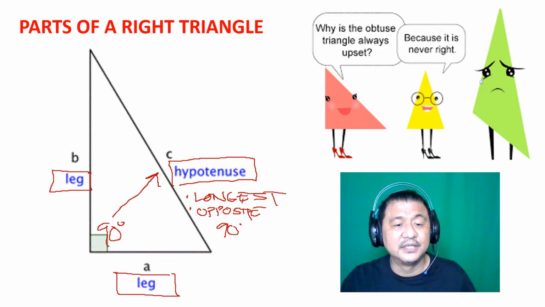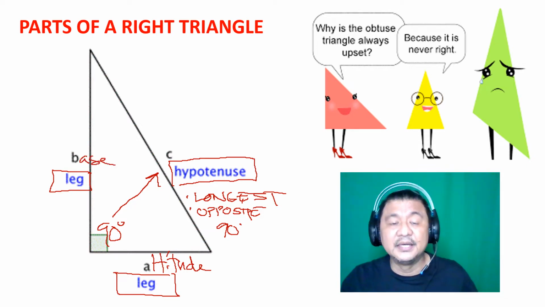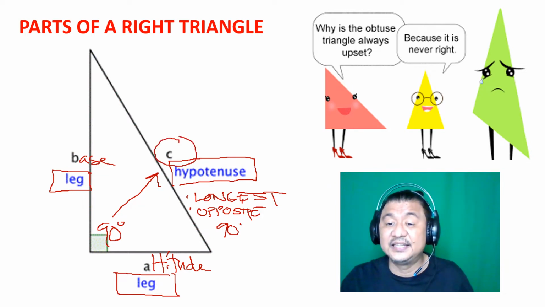Sometimes they call it the altitude and the base. It doesn't matter, right? The A, the B. And by the way, the hypotenuse is always designated as letter C. C is the longest, okay? So remember, hypotenuse and the two legs.